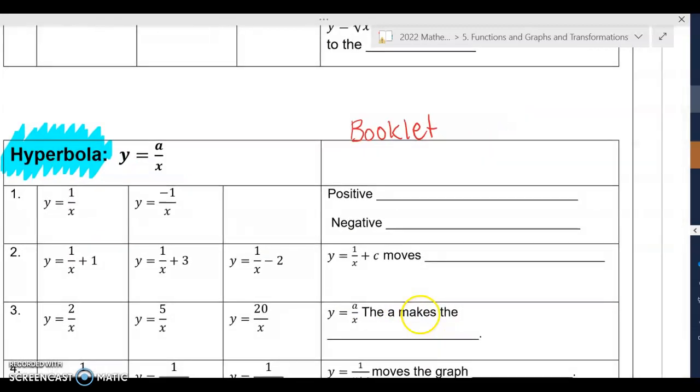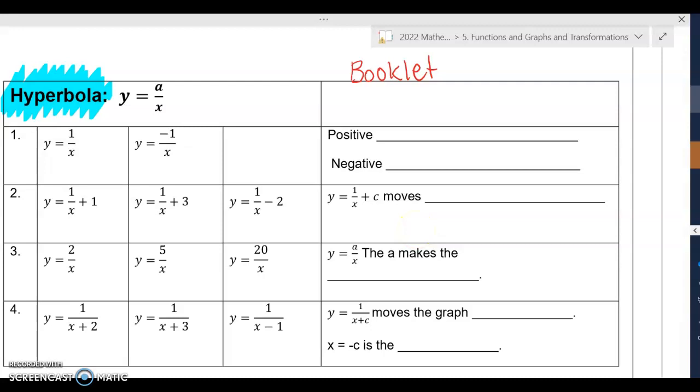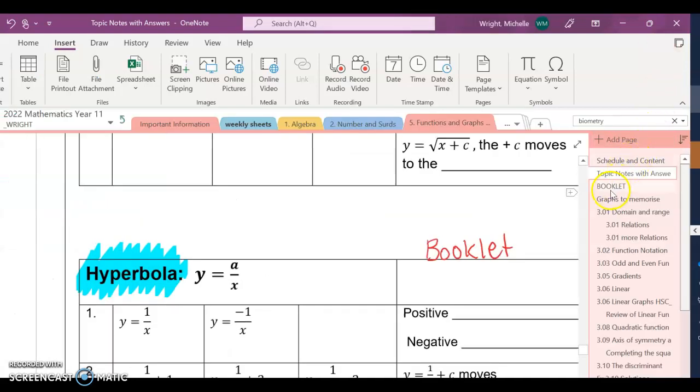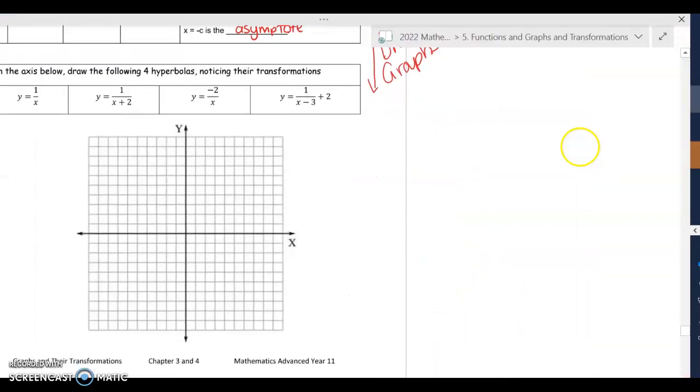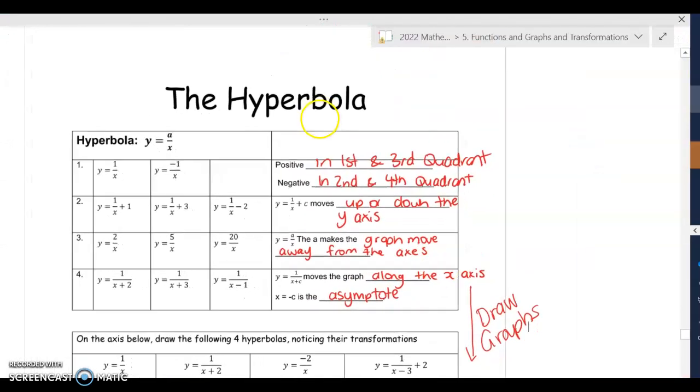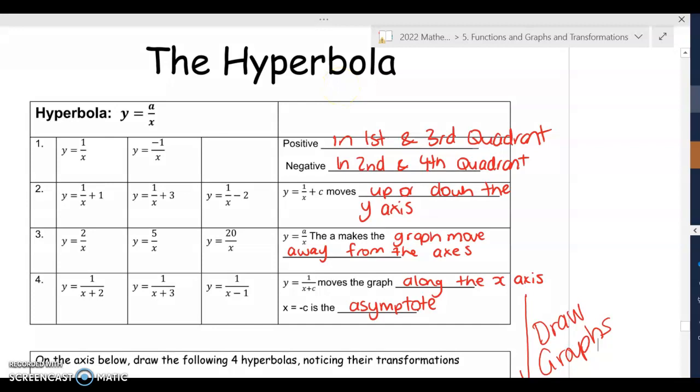Now, this might look a little bit familiar, and that's in our actual booklet that I gave to you last week. So I'm going to just move over into that booklet. It's in our OneNote under booklet. You've all got copies of that. So I'll pop that up. You can copy that back onto your other sheet, or you can read it from here.